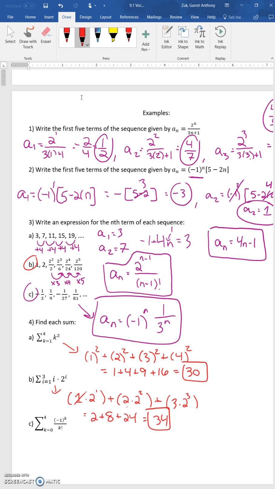And then on this last example, again, here's another alternating term. So just be careful with what we have in the numerator. We're starting with 0 this time. We can start with 0, that's okay. So we've got negative 1 to the 0 over 0 factorial plus negative 1 to the 1. And we keep writing these out. We're going to go ahead and stop when we get to 4.